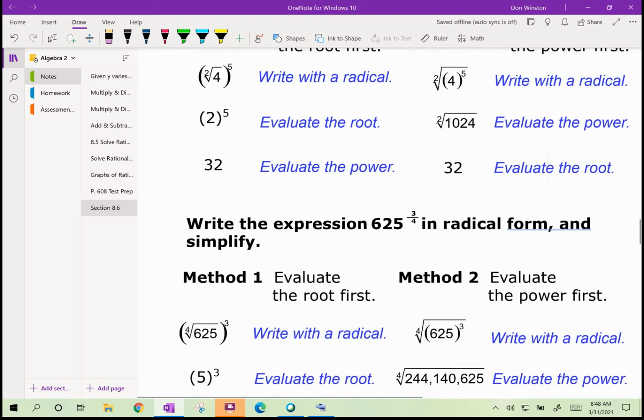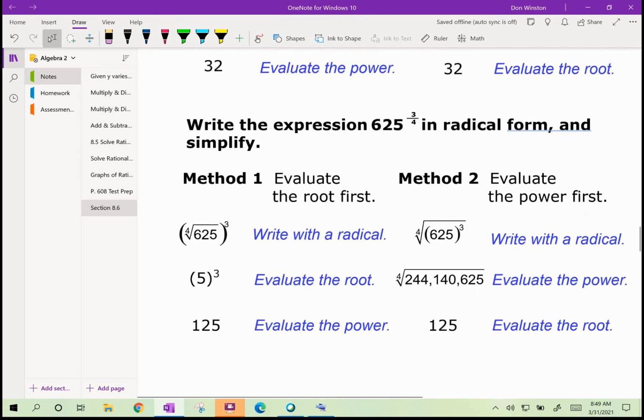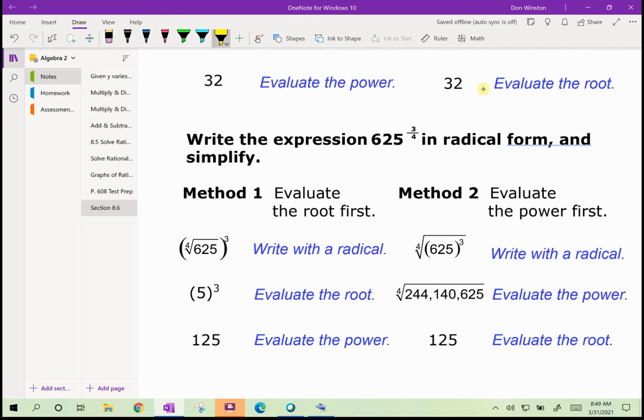All right, let's continue. Write the expression 625 raised to 3/4 in radical form. So again, we're talking about the 4th root of 625, and then we're going to take our answer and cube it. The 4th root of 625 is 5, and 5 cubed is 125. But if I go the 4th root of 625 cubed, that is 244140625. And who knows what the 4th root of that is? Well, it's going to be 125. But you'll see, again, method 1 is a lot easier to work with.